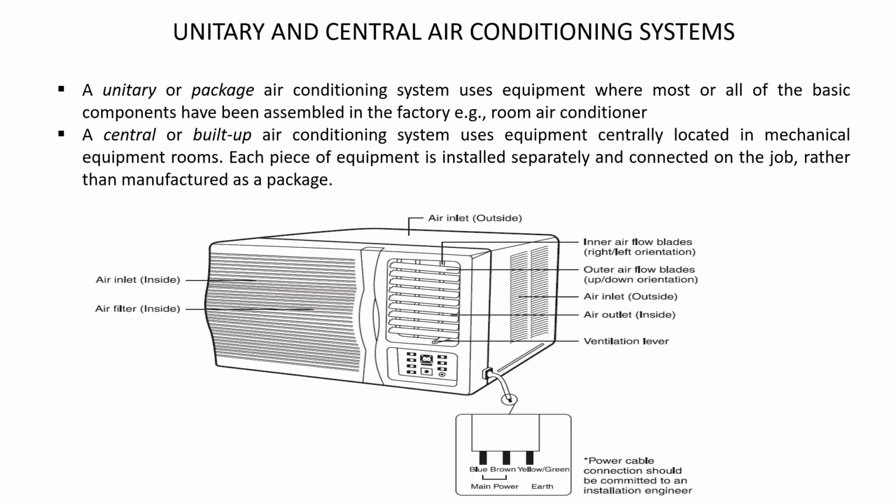The central or built-up air conditioning system uses equipment located centrally in the mechanical rooms. Each piece of equipment is installed separately and connected on the job, rather than manufactured as a single package. You can see where the system is. We have an air inlet and an air outlet. We can see how the windows have been shown here, and each and every piece of equipment, what happens inside, how the air flows inside the blades, and the outdoor flow blades have been shown here.